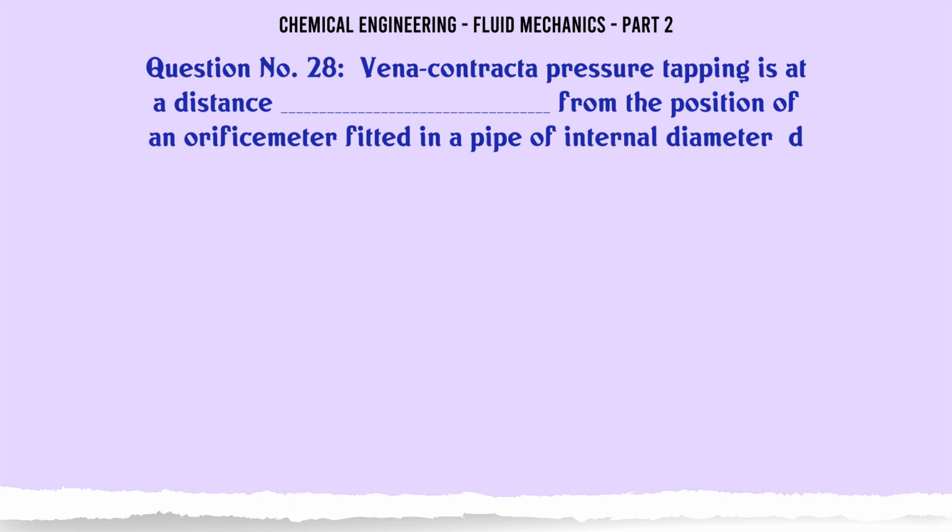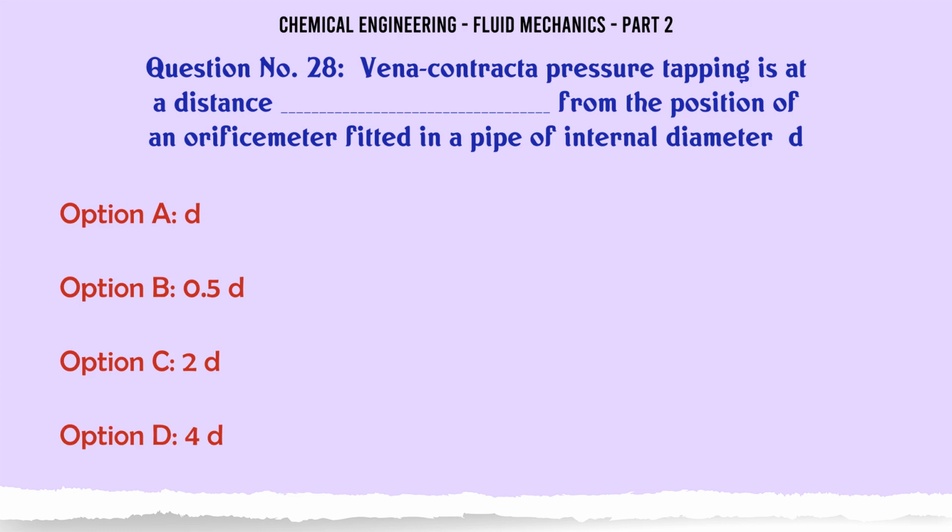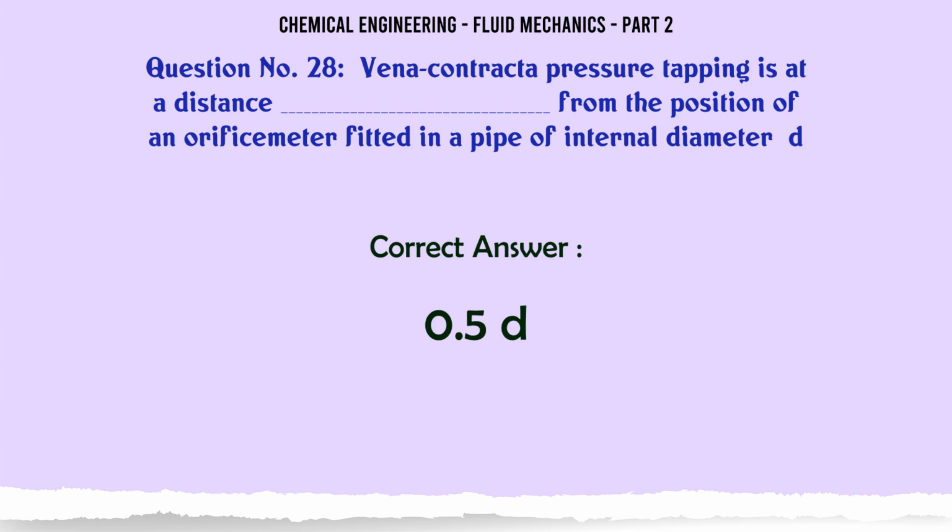Vena contracta pressure tapping is at a distance from the position of an orificemeter fitted in a pipe of internal diameter d. A. d. B. 0.5 d. C. 2 d. D. 4 d. The correct answer is 0.5 d.